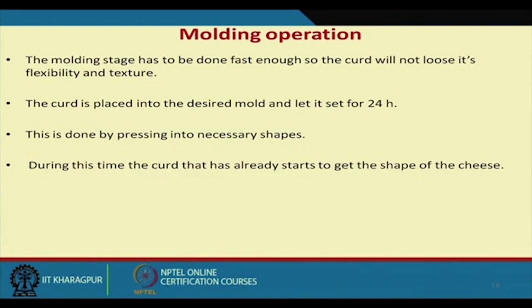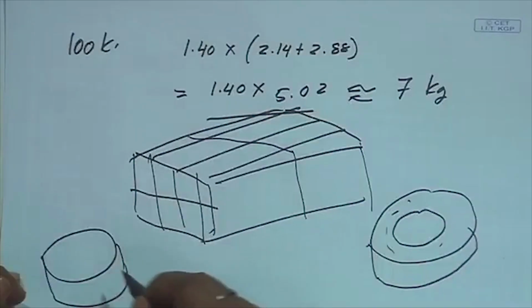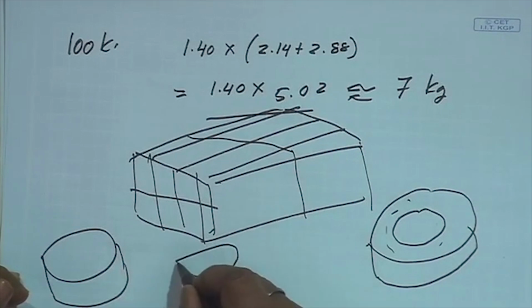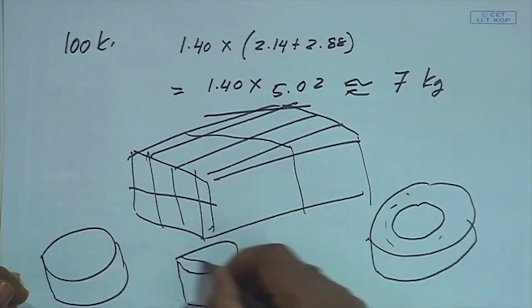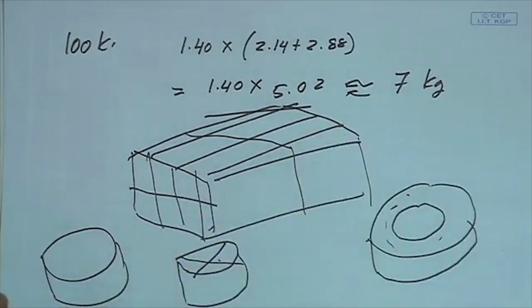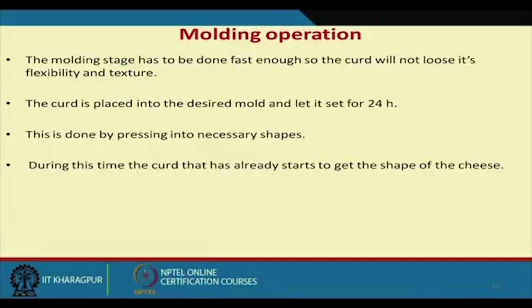Suppose you have a mold like this. If you put the cheese here, you will get a circular cheese. If your mold is different, if you have simple containers like this, you will get cheese of this size. Then you can cut it and sell it in the market. The curd is placed in the desired mold and left to set for 24 hours, and this is done by pressing it into the necessary shape.